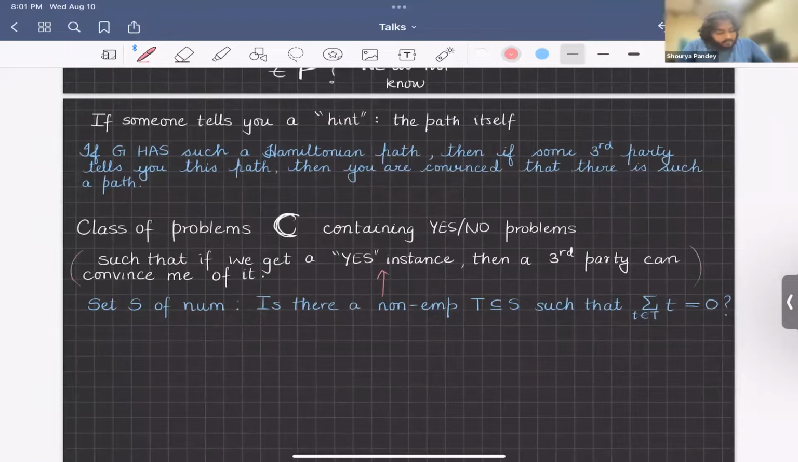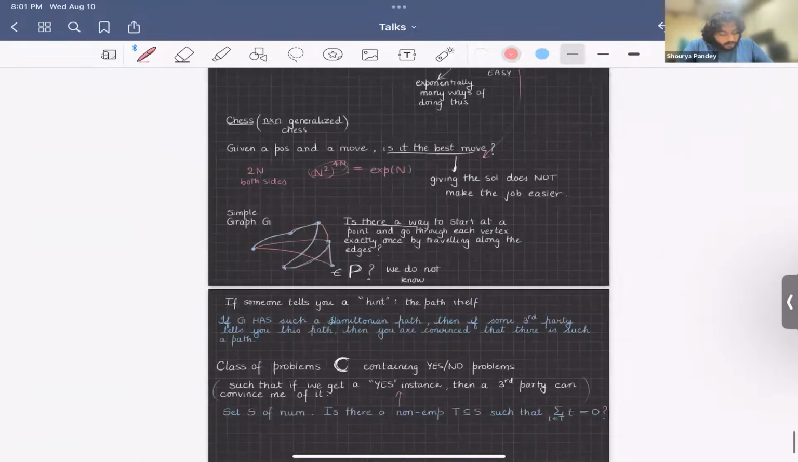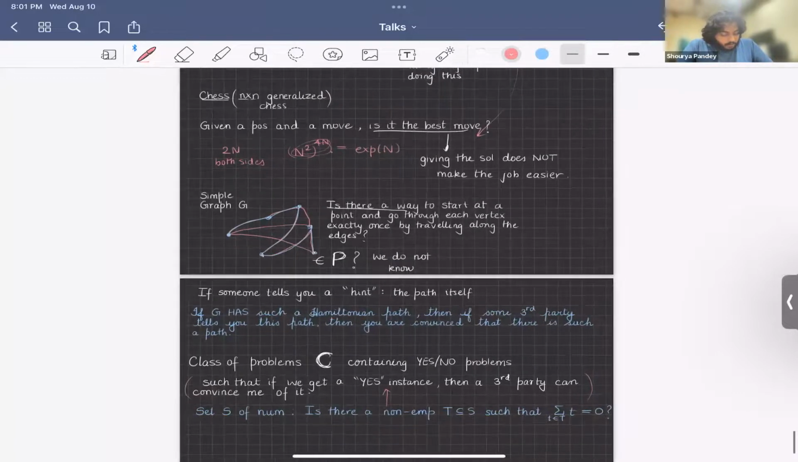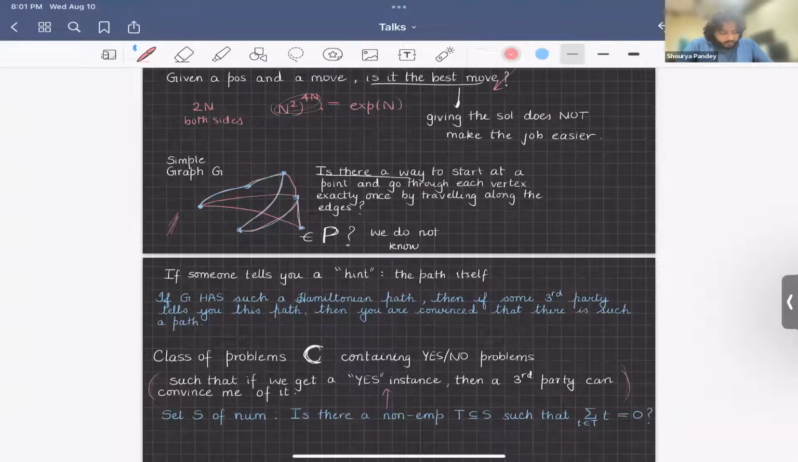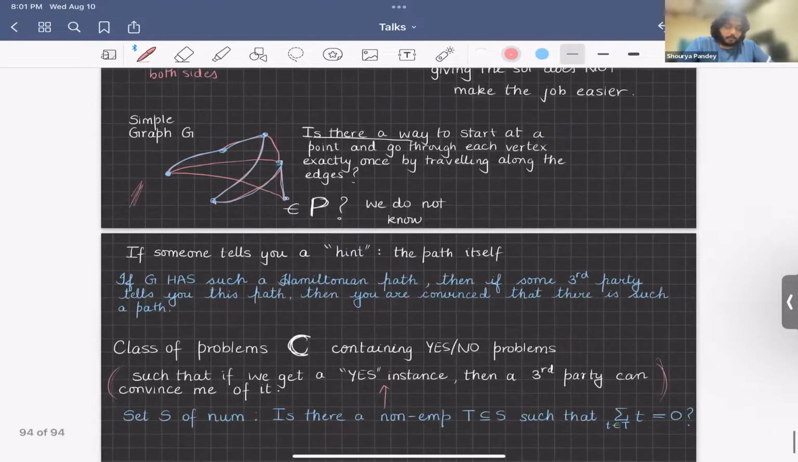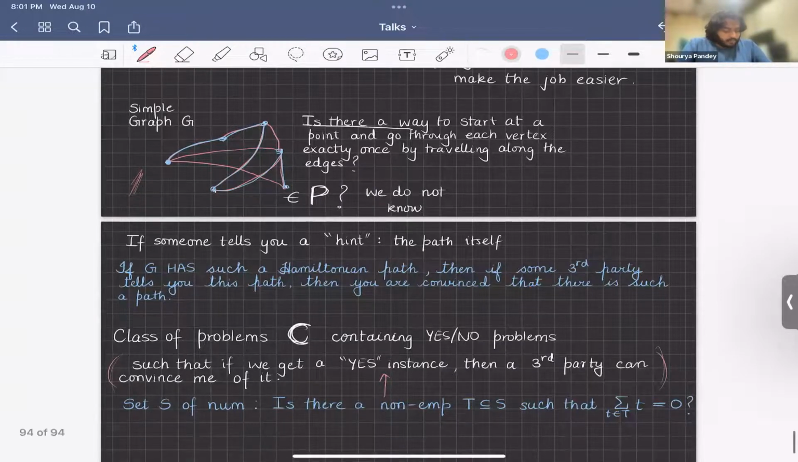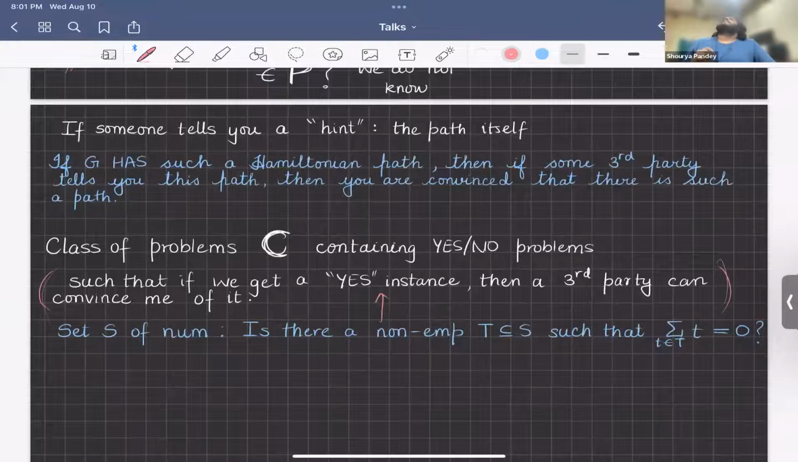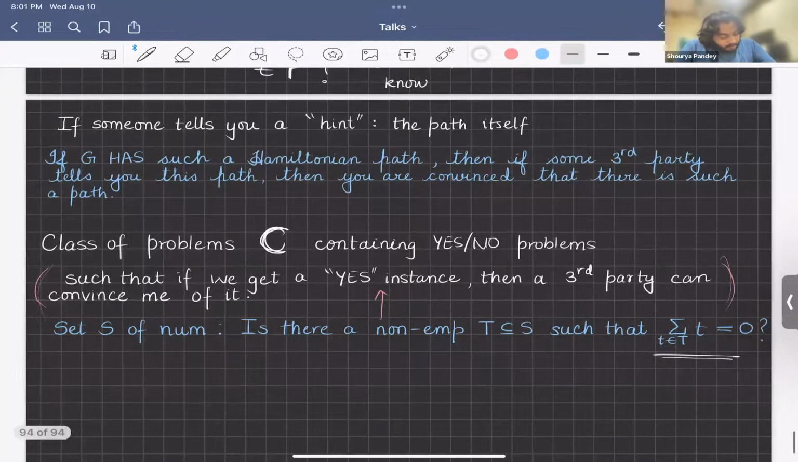So just look at this and see if you can fit the Sudoku problem and this Hamiltonian path problem into this definition. All of them are instances of problems in this class, because whenever the answer is yes, it's very easy to convince. So think of me as a doubter who doubts that there is such a set. But if someone else gives me the set, then I'm convinced of it because it's very easy to check, instead of just going through all exponential possibilities. This is a very easy task to do.